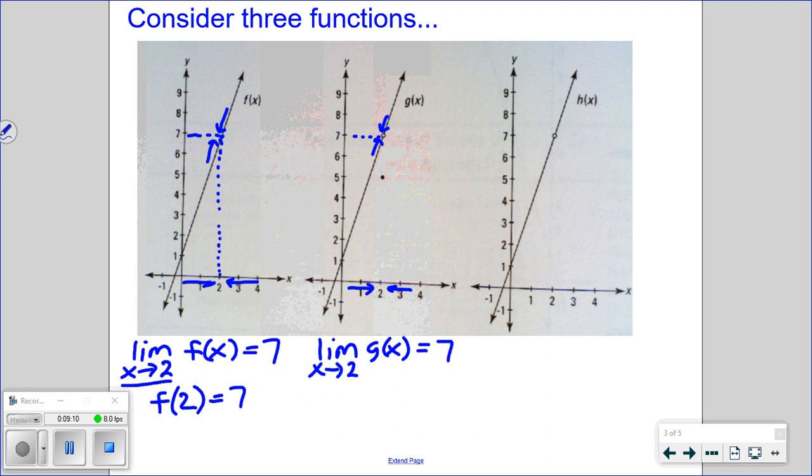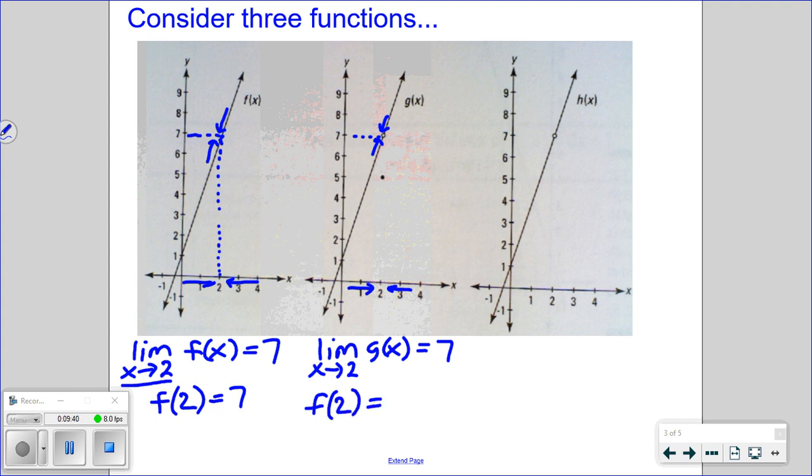Now, notice there's a hole in the graph when x equals 2. But notice the limit still exists in this case, even though there's a hole in the graph. That's all right, because remember, the limit is all about what y is getting closer to as x gets closer to 2. So in this case, the limit still exists. It equals 7.